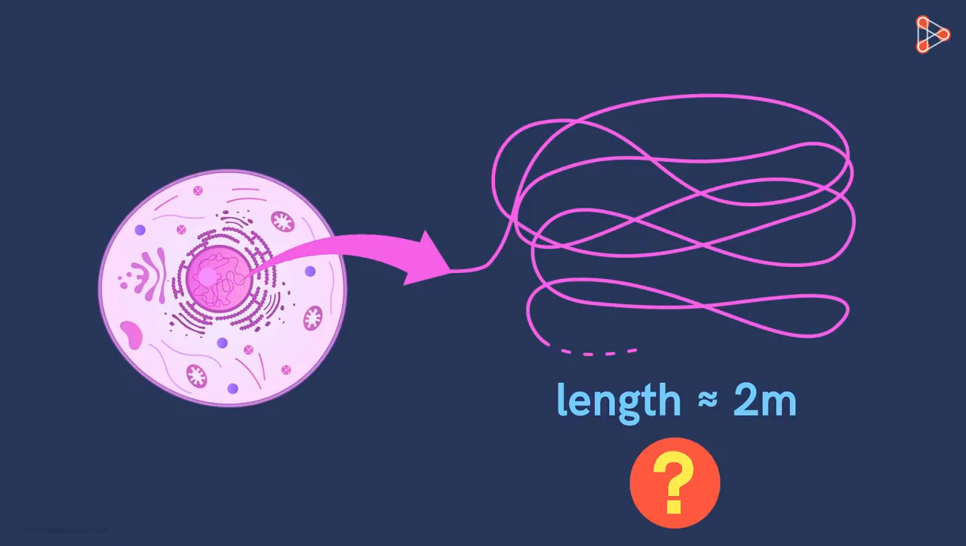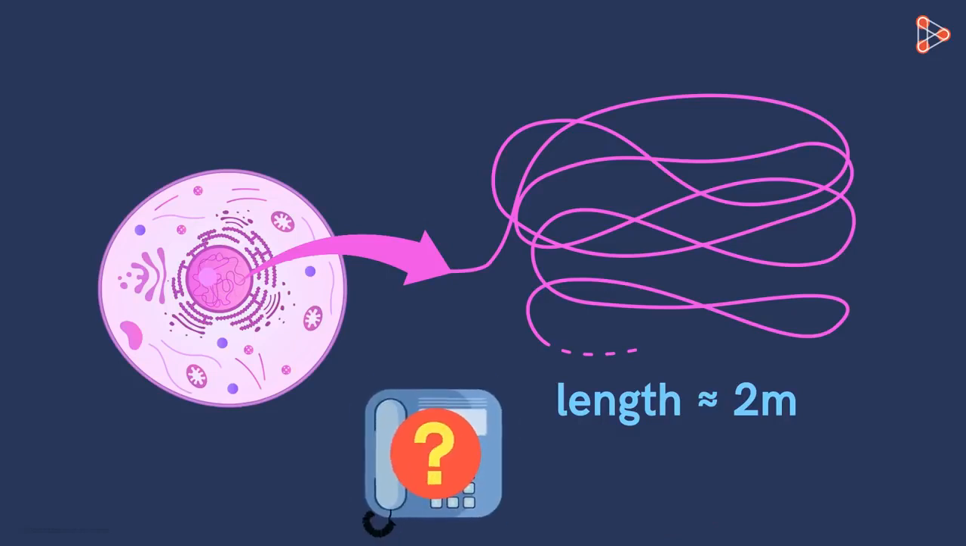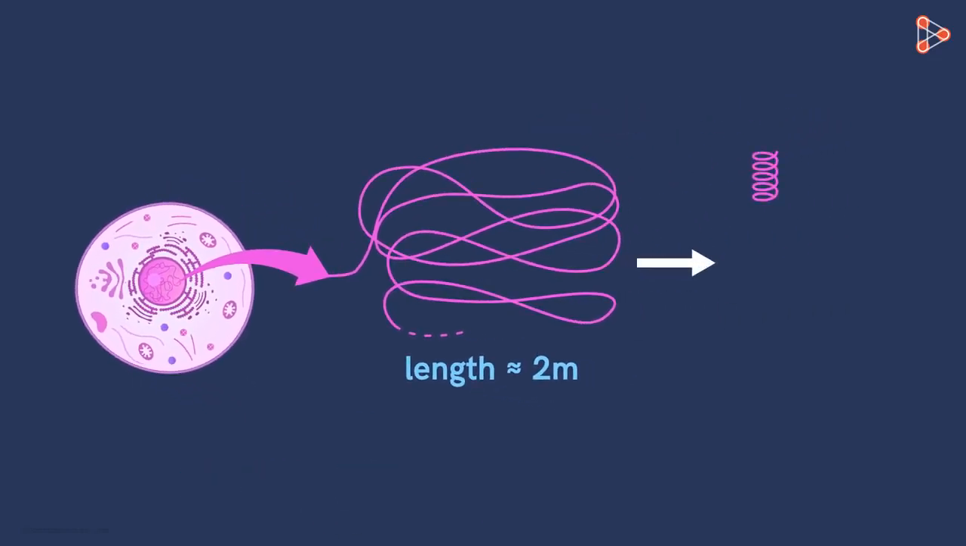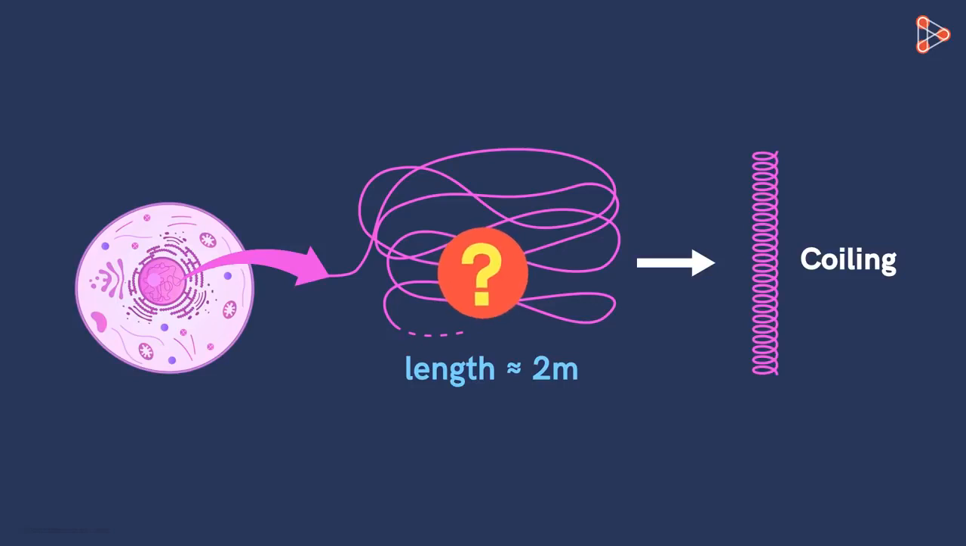The answer is quite simple. How do we fit a long telephone wire in a small space? That's right, using the process of coiling. Similarly, coiling the DNA helps reduce its volume and fits it into the tiny nucleus. But what does it coil around? Is there any support for the structure? Or does the long stretch coil around itself?